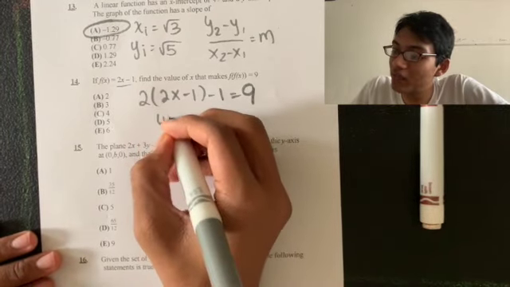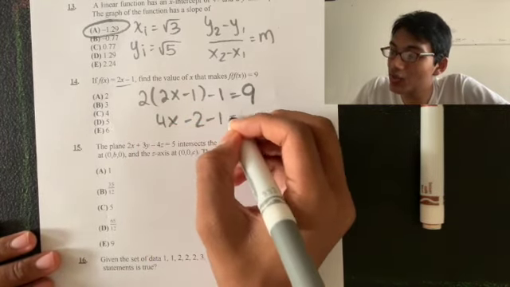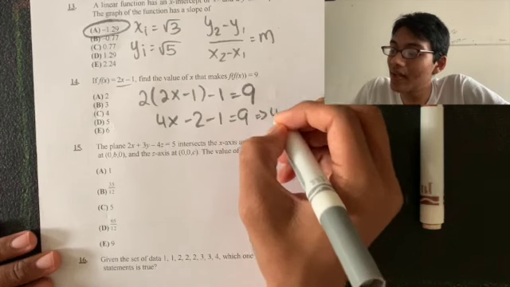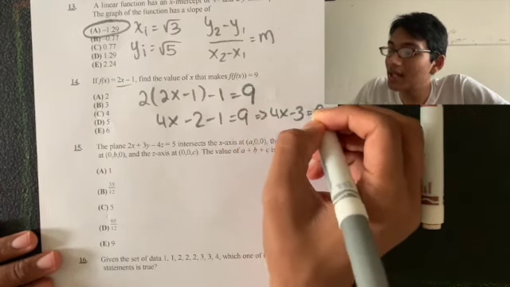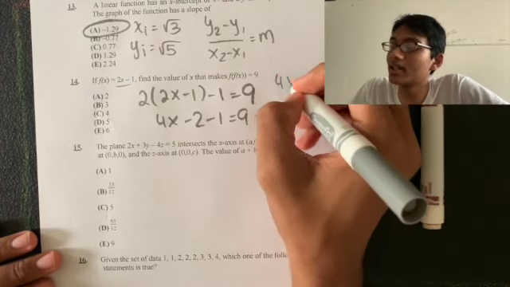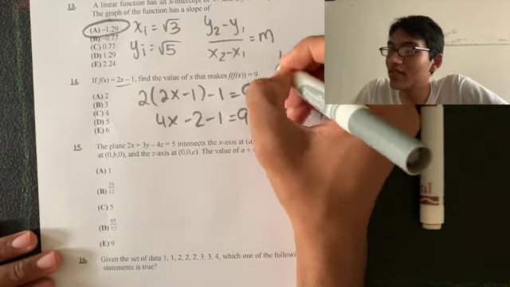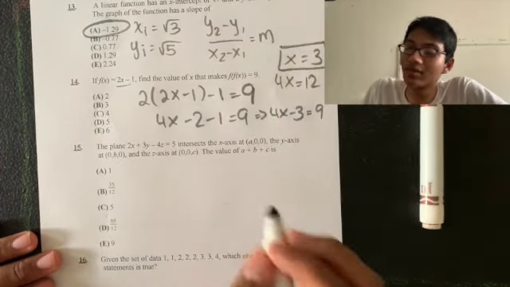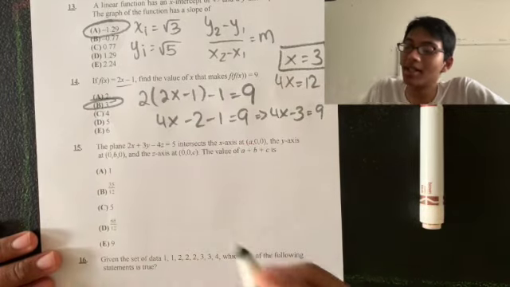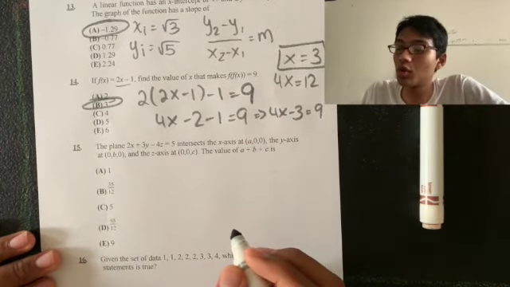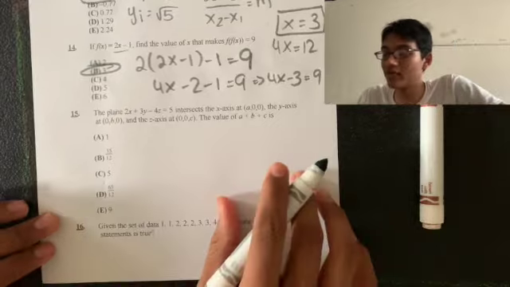So I'm going to have 4x minus 2 minus 1 equals 9, and so I'll have 4x minus 3 is equal to 9. That means 4x is equal to 12, and so we have x is equal to 3, folks. So that means our final answer choice is going to be B. Let's go ahead and take a look at question 15, which is the last question for this video.